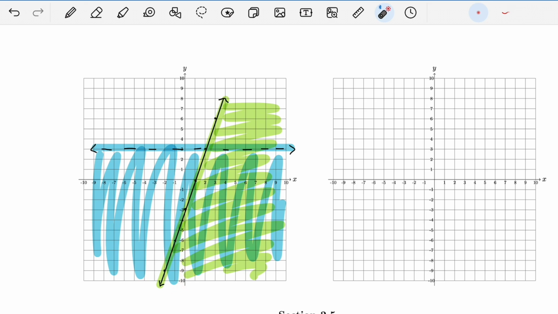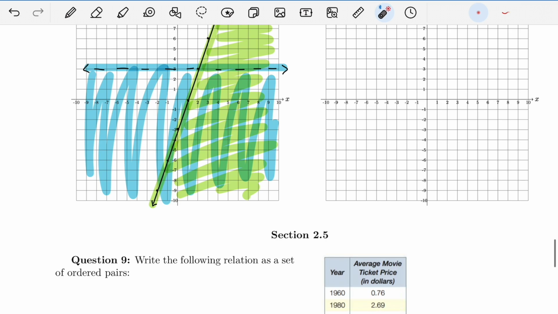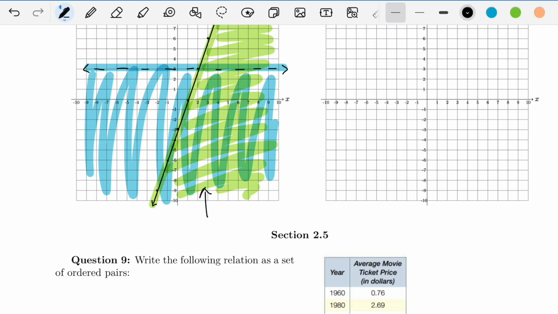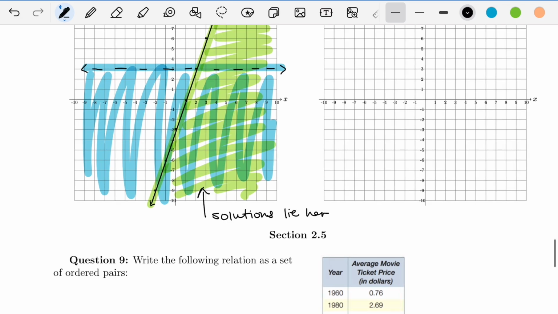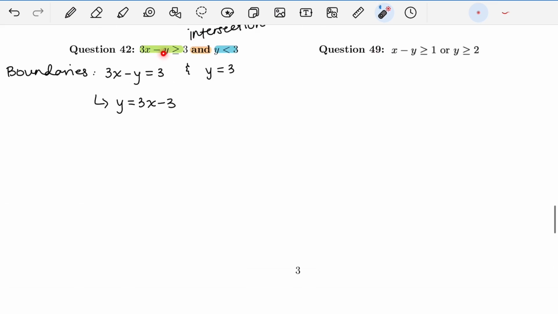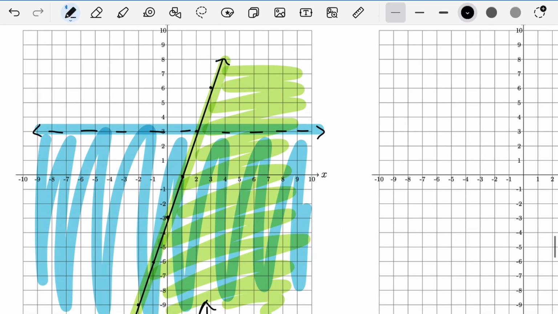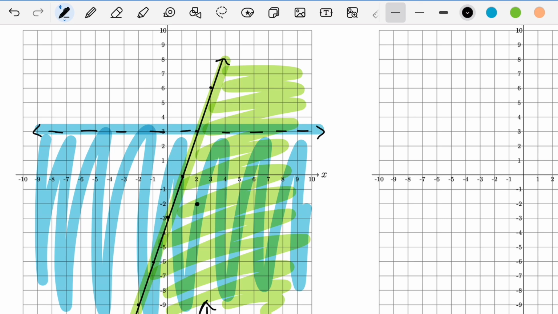Now, since we're looking at an intersection, we're saying that all of our solutions have to satisfy both of these guys. The only solutions we're going to have is where it intersects, so everything in this region. So I'm just going to label that and say our solutions lie here. All of the values in this region are going to satisfy both of these inequalities. Okay, and then we can test that. Let's pick a test point that's in this intersection. Let's pick this coordinate here, 2, -2.